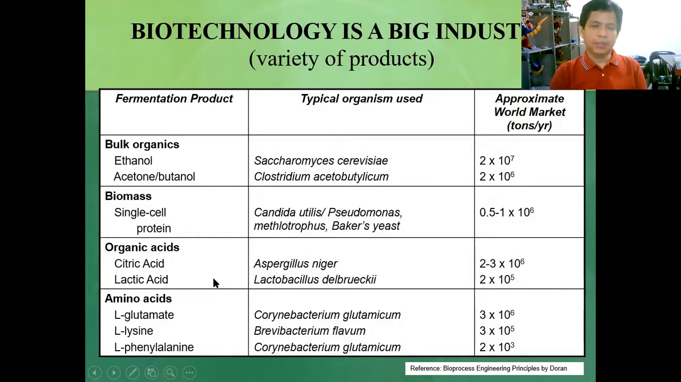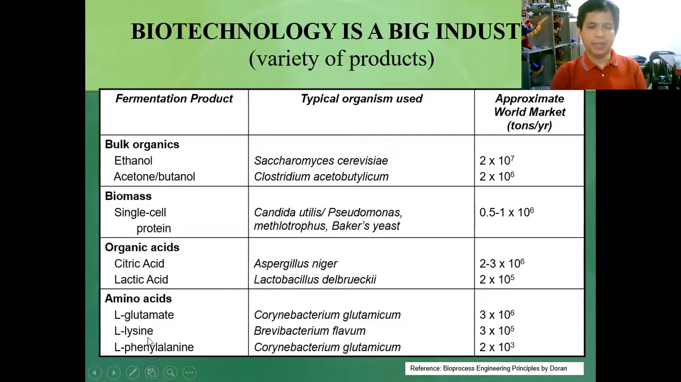Sometimes you need to memorize the organism and the product. Sometimes the organism sounds like the product. For example, in lactic acid, the organism is Lactobacillus delbrueckii. Amino acids, these are the different amino acids. For example, glutamate. This is the glutamate in your betsin. It is produced using Corynebacterium glutamicum. Just remember, it's multiple choice in the board exam. So some organisms sound like their product. This is produced at 3 million tons per year.